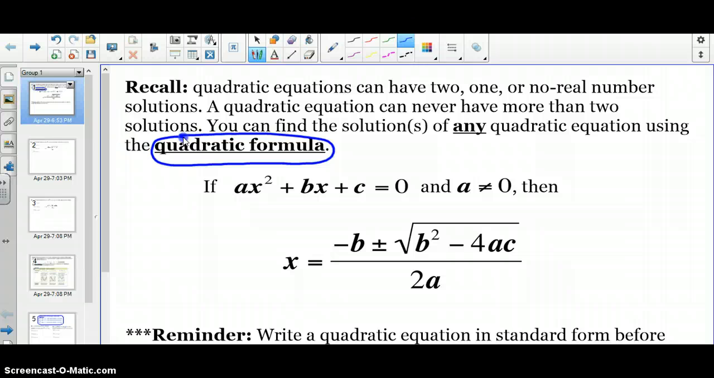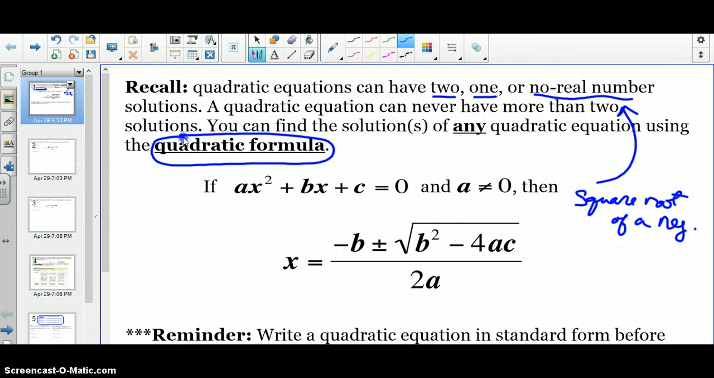So one thing I want you to remember though is that quadratic equations can have either 2, 1, or no real number solutions, and we're going to look at that. Those are options 2, 1, or none. Okay, and the situation where we would have none, if you remember, is when we take the square root of a negative. And we'll encounter that today.